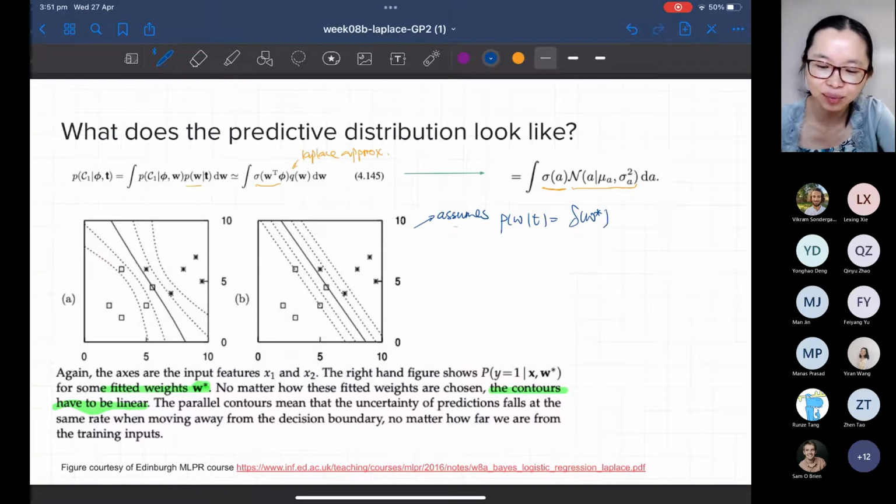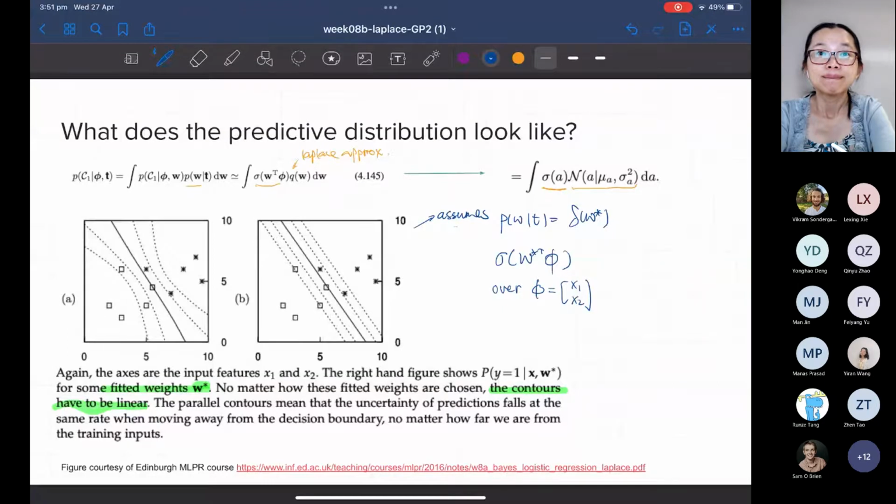And when we integrate, we basically just substitute in the optimal weight. Essentially it is a landscape of sigma of the optimal weight over the input x. In this plot, phi is simply two-dimensional, x1, x2. If we imagine slicing this sigmoid function, it will be low on the left-hand side, and rise and hit 0.5 here, and rise over here. So the right-hand side is a point estimate, not an integral over possible weights. The left-hand side is an integration over possible weights done with the Laplace approximation. I hope that makes some sense.